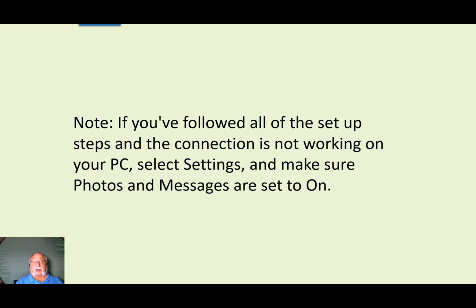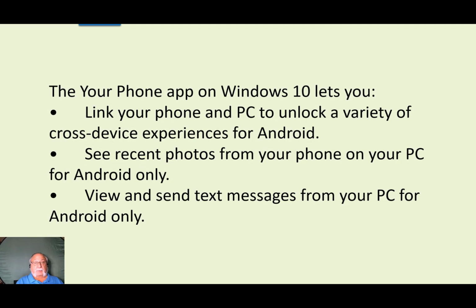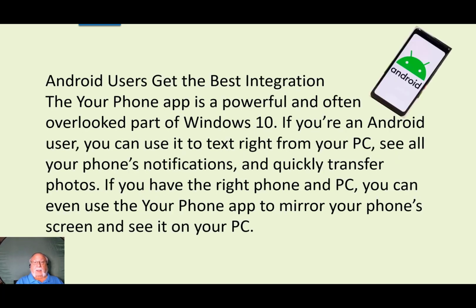Note, if you followed all of the setup steps and the connection is not working on your PC, select Settings and make sure Photos and Messages are set to On. The Your Phone app on Windows 10 lets you link your phone and PC to unlock a variety of cross-device experiences for Android. See recent photos from your phone on your PC for Android only, and view and send text messages from your PC for Android only. Android users get the best integration.